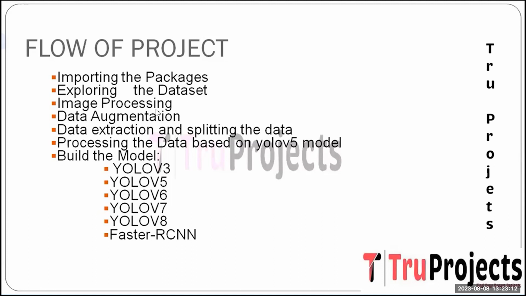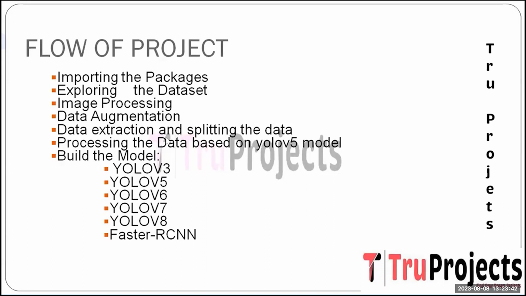And the next step is image processing. Preprocess the dataset images by resizing them to a consistent resolution, normalizing the pixel values, and addressing potential noise. This ensures that the input images are ready for further analysis. And the next step is data augmentation. Apply data augmentation techniques to augment the dataset, creating variations of the images. Techniques like rotation, flipping, and adding noise help the model generalize better.